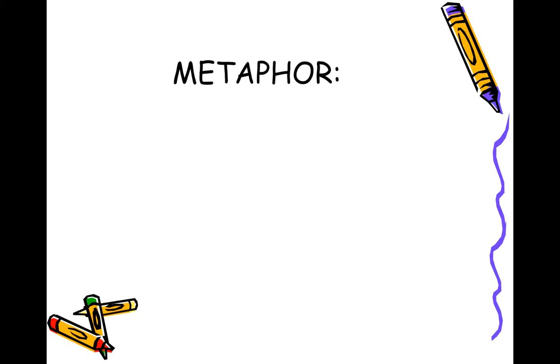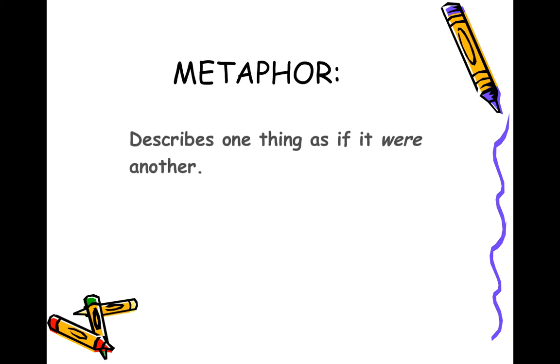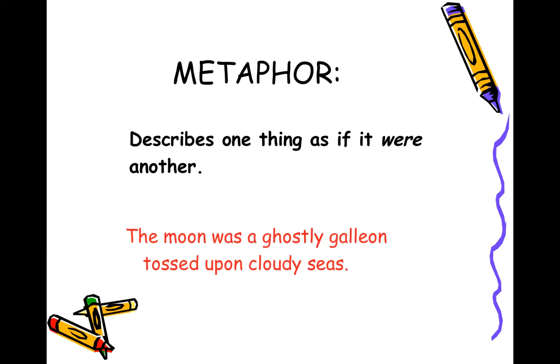Metaphor is similar to simile, but it does not use like or as. It describes one thing as if it were another thing. The moon was a ghostly galleon tossed upon cloudy seas. The key here is the moon was a ghostly galleon. The author is saying that the moon was that thing.